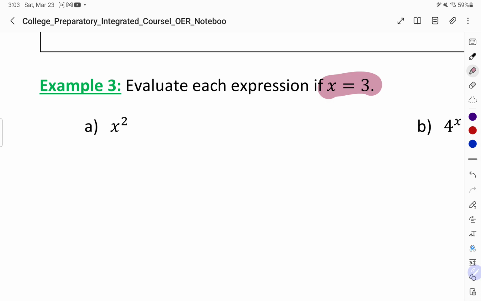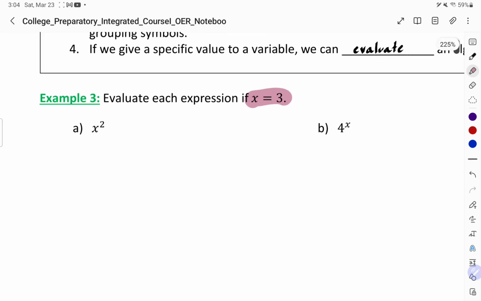This is going to say evaluate an expression, and it's exactly the same thing that I was talking about. Now, they're telling us that x is going to equal 3. What we need to do is substitute that letter for that number, and then just do the operation that is there. So let's go ahead and do that.